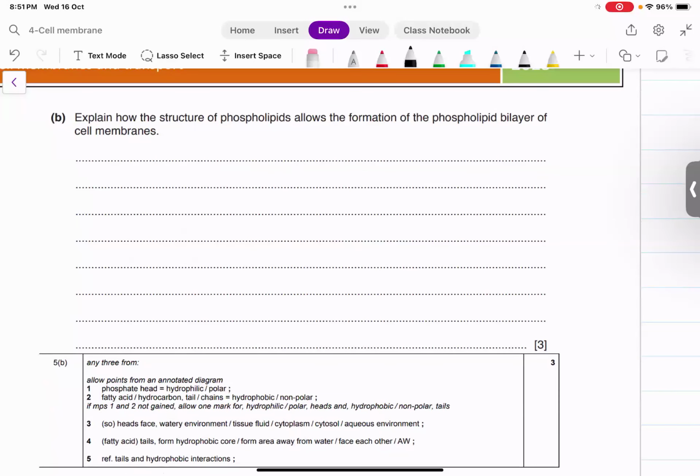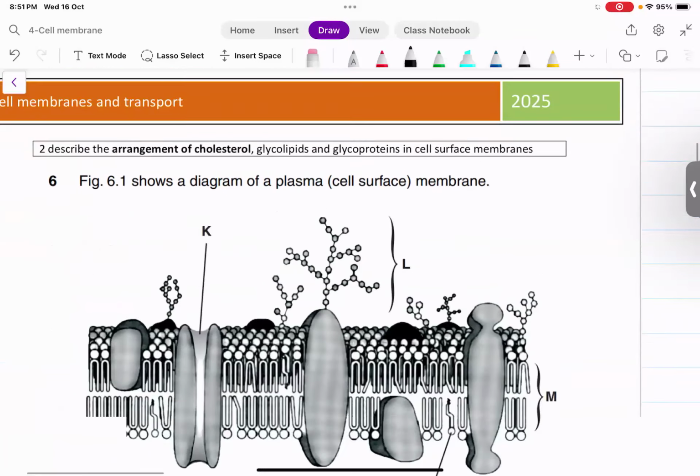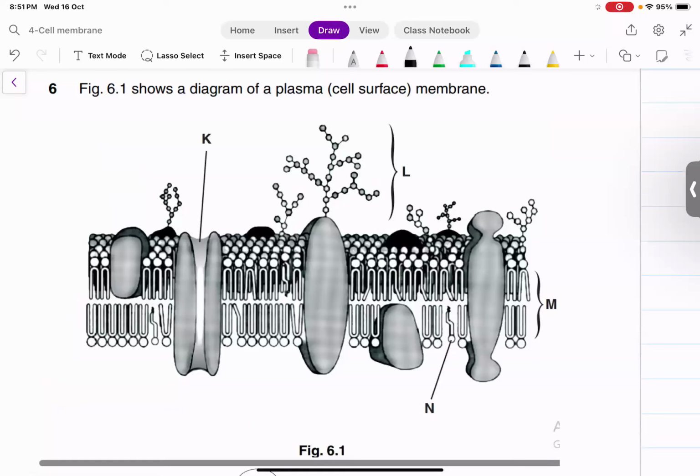Explain how the structure of a phospholipid allows the formation of a phospholipid bilayer. We have discussed that already. And then there is a drawing of the phospholipid bilayer and the components found in a cell surface membrane. So you can easily identify them. You see, this is cholesterol. This may be a phospholipid bilayer. Otherwise you can say this is a non-polar or hydrophobic barrier provided by the non-polar tails.